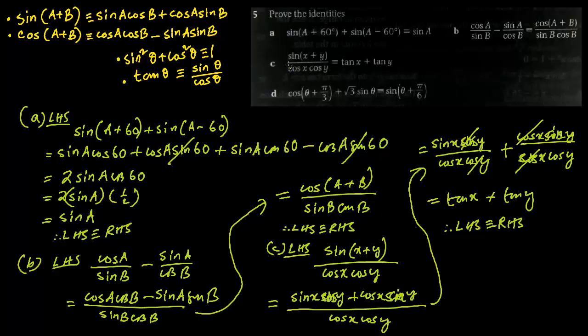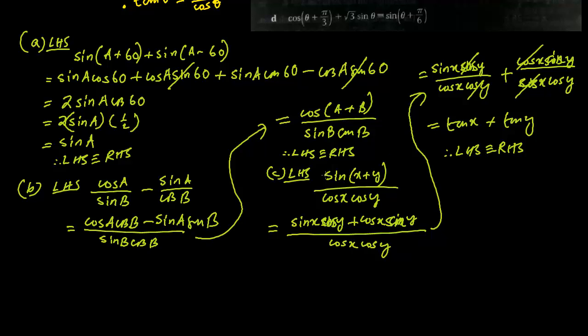The next one is question number D. So question number D is cos, we have some angle A plus B, plus square root of 3, and we have sine theta. So this is what we have. So, and we have to break it down as cos A plus B. So let's do this. Let me go a little bit over here. Okay, so this is question number D. Left hand side is cos theta plus pi by 3 plus square root of 3 sine theta.